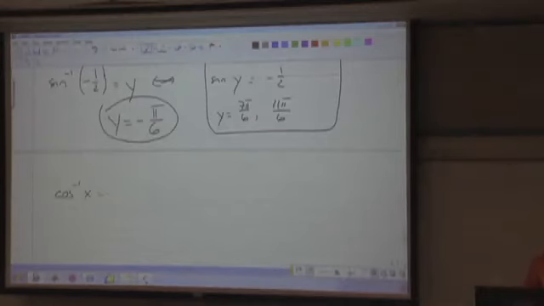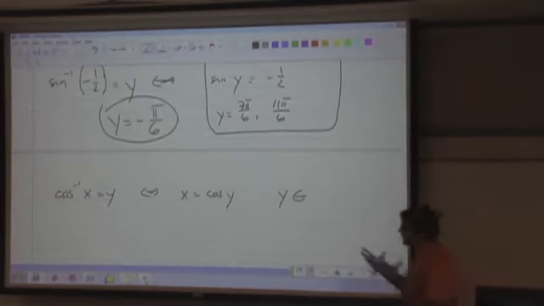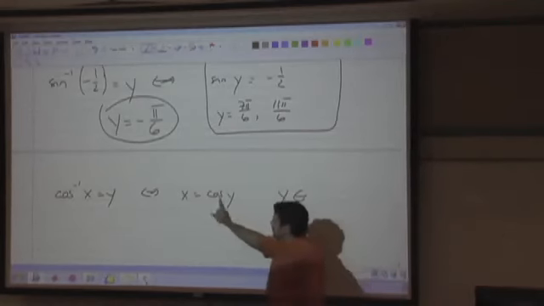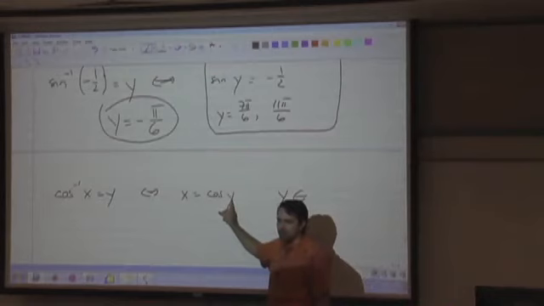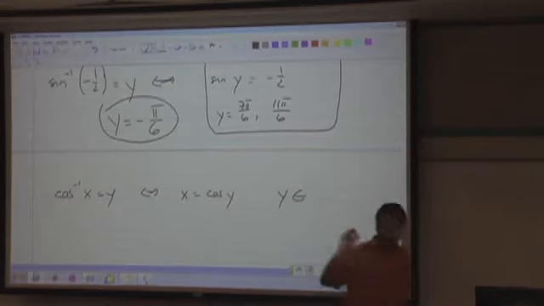So that being said, cosine inverse of x is equal to y, which is equivalent to x equals cosine of y. Can you tell me what the restrictions on y would be? Keep in mind what we're actually asking. We're asking for the restrictions on y. Look where y shows up. It's cosine of y, right?